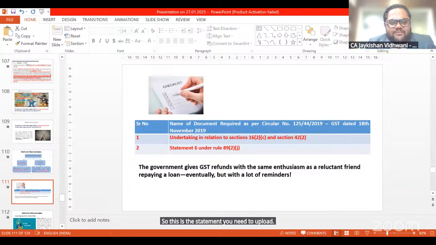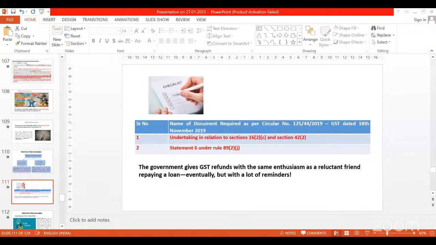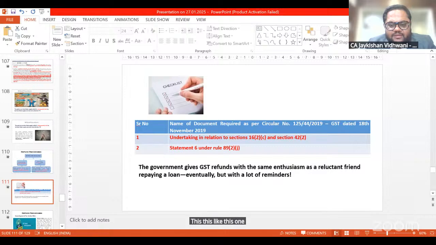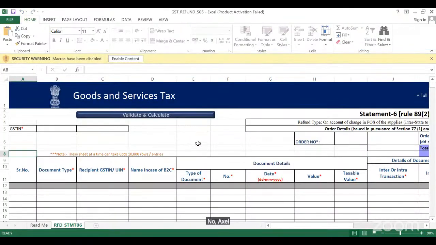Is my screen visible? Yes, it is. This slide is visible. This Excel is visible, no? No, Excel is not visible. Now Excel is visible.